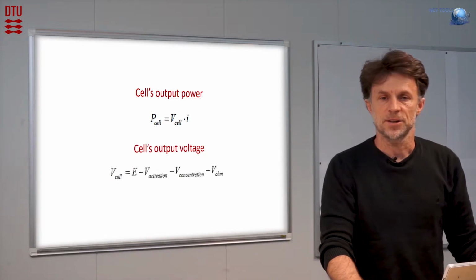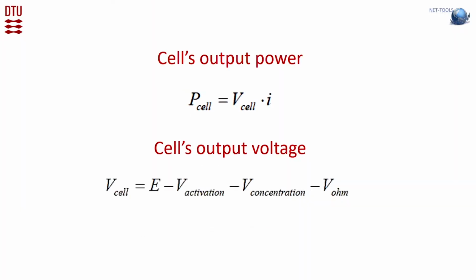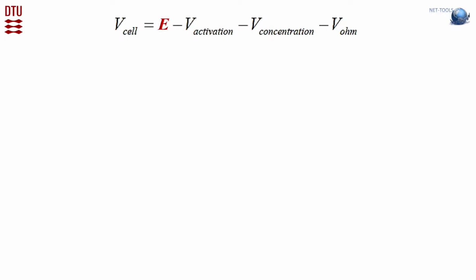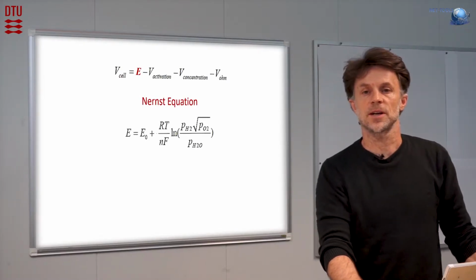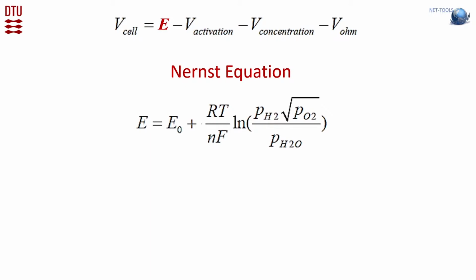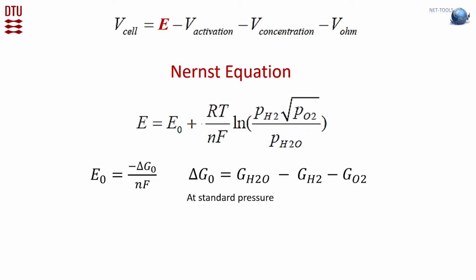The output cell voltage can be evaluated using the following equation. In that equation, the first term, E, gives the electromotive force or reversible open circuit voltage, OCV, of the hydrogen fuel cells. It can be evaluated using the Nernst equation. In that equation, E0 represents the output voltage of the cell at standard condition. It can be calculated knowing the change in the free energy occurring during the reaction of oxidation and reduction of hydrogen and oxygen, giving water.